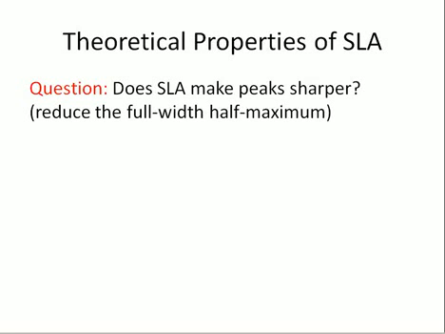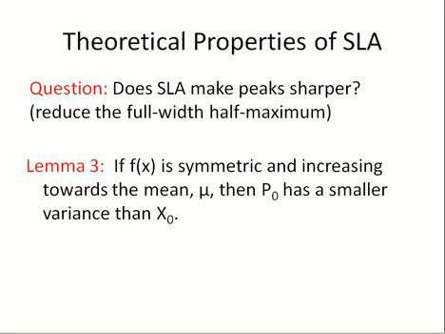The third question that we might ask is, does the SLA transformation actually make peaks sharper? In other words, does it reduce the full width half max of the spectrum peaks? And we can answer this question with the following lemma, that if the original input PDF is symmetric and increasing towards the mean, this means that it looks like a single peak, then the output random variable has a smaller variance than the input random variable. This means that the peak is actually getting sharper.